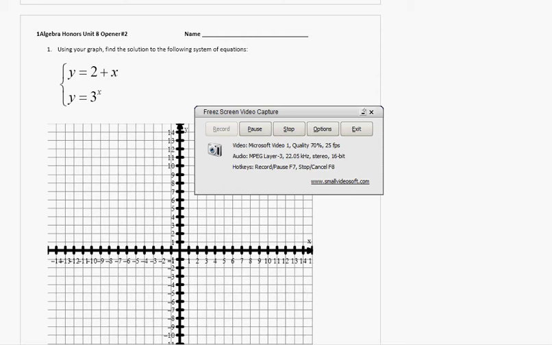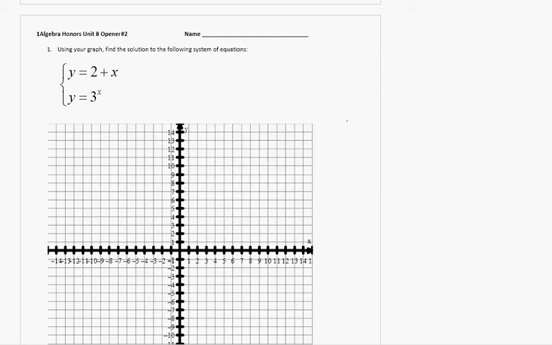Welcome to Unit Opener number 2. We're going to be solving a system of equations here by graphing, and you'll notice looking at it that one of the equations is linear but the other equation is not. So this will be a non-linear system of equations.